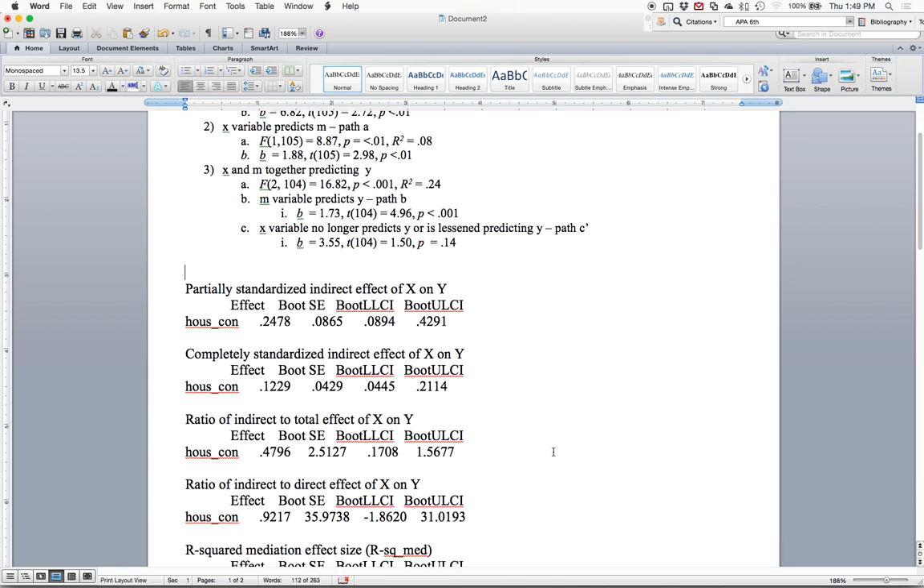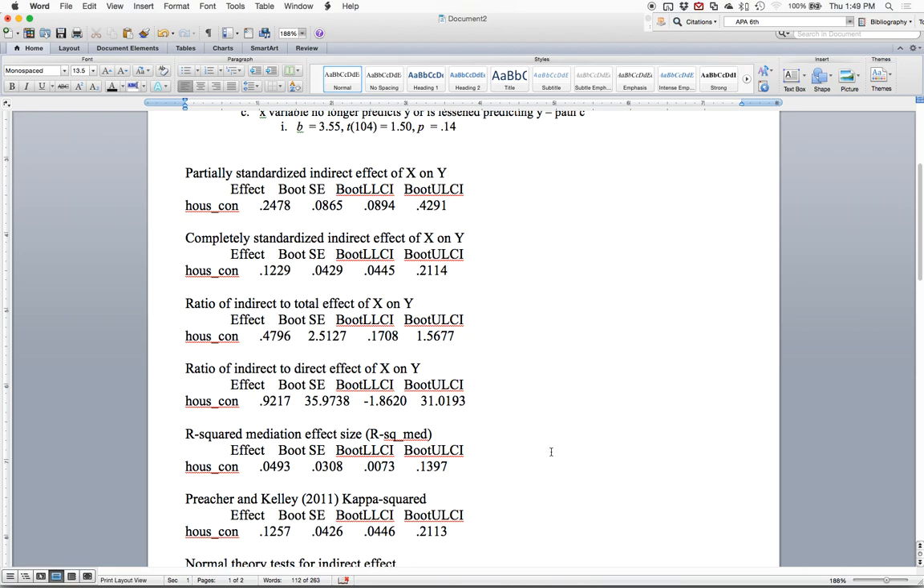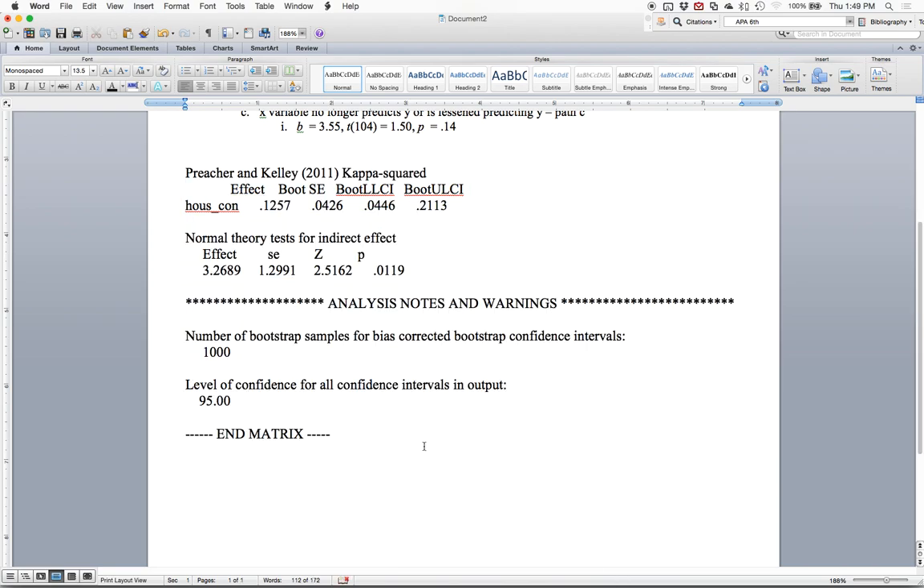The next couple of things we're going to get is a bunch of different types of effect sizes. If you're interested in this, I really recommend Andy Field's book with the SPSS version, talking about what all these things are and how they're calculated. It's also in Hayes' process book. And there's just lots of different things going on here, but I'm going to suggest using the last one, which is Preacher and Kelly's kappa squared.